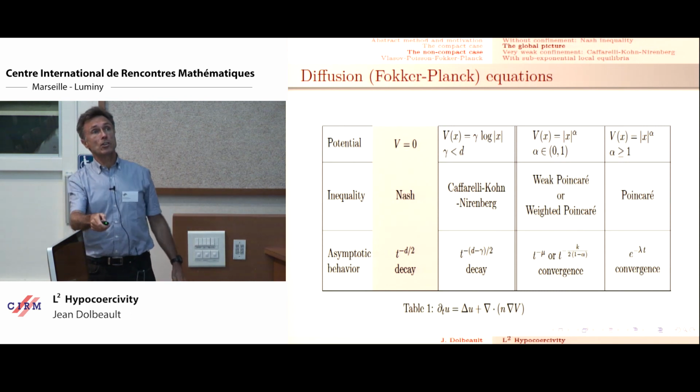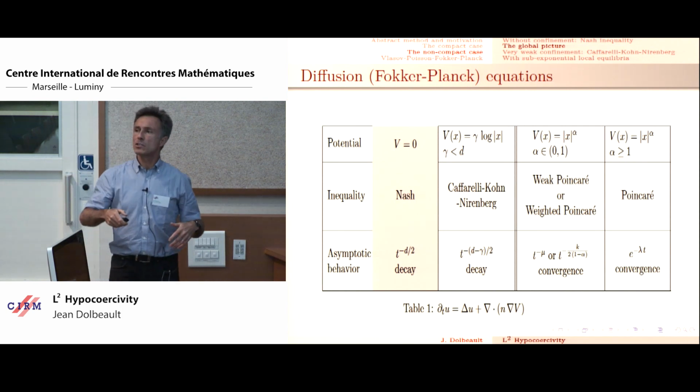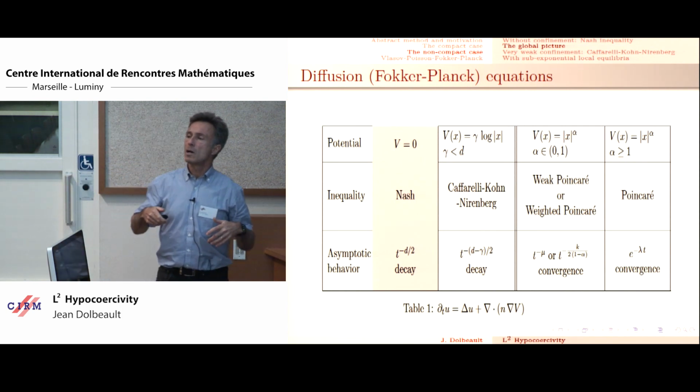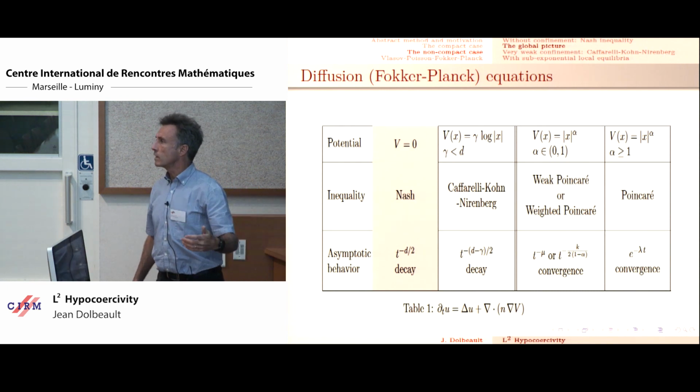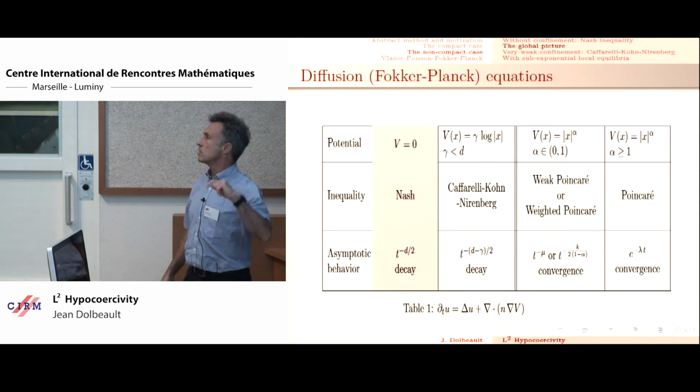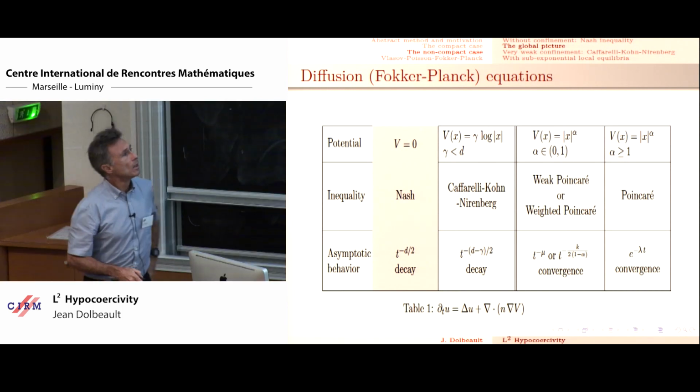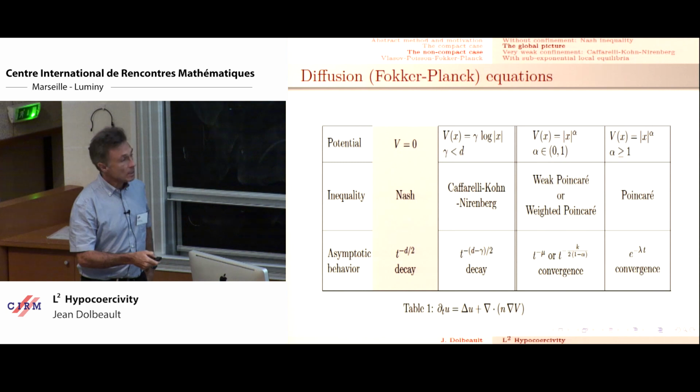Now there are other cases. The good cases, the compact cases, are when you have the Poincare inequality. Typically, when you take a potential V of x equal to modulus of x to some power alpha, with alpha bigger or equal than 1, you have a Poincare inequality in the position x for the macroscopic variable. And that's the way you get the exponential decay rate.